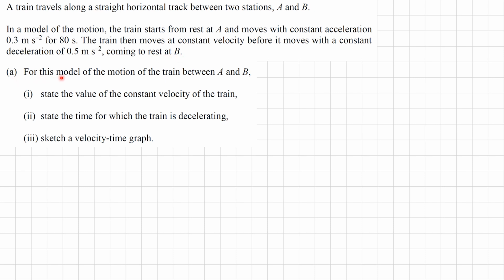Part A. For this model of the motion of the train between A and B, Part 1 of Part A, state the value of the constant velocity of the train. Now we can use SUVAT to answer this question because it's constant acceleration. We're told that the train starts from rest at A. We know the acceleration for the first 80 seconds. And we also know that it moves with a constant velocity and then there's a constant deceleration. So because this acceleration and deceleration is constant, we use SUVAT.